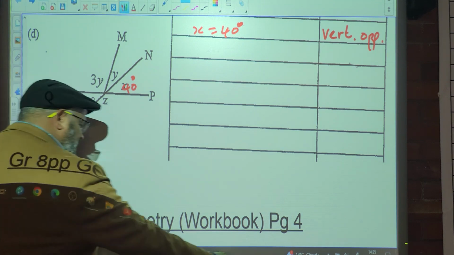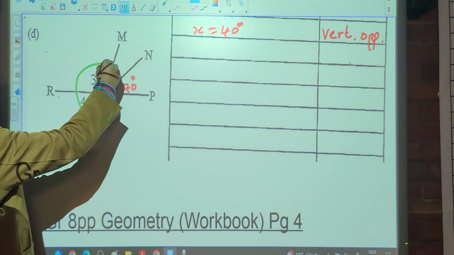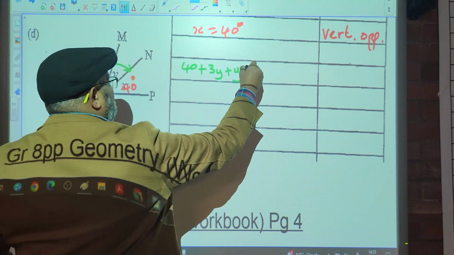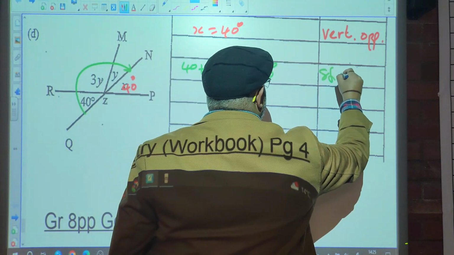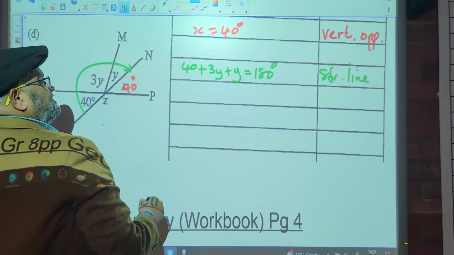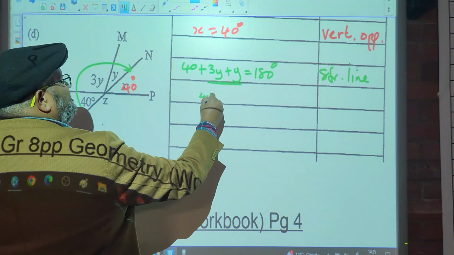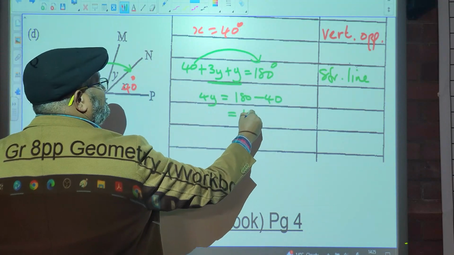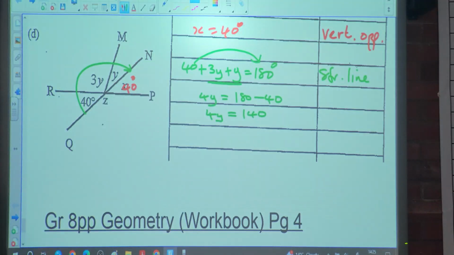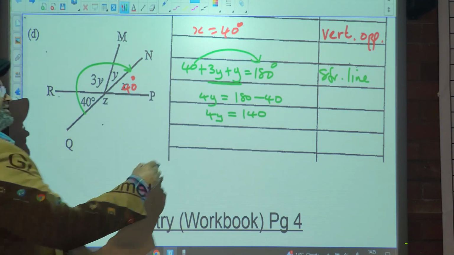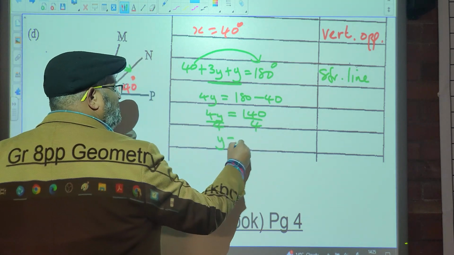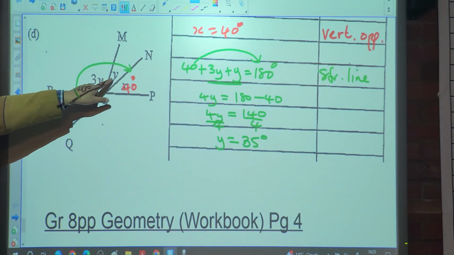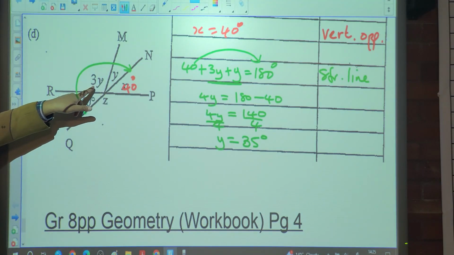How do you calculate y? Angles on a straight line. And you can see here 40 plus 3y plus y is equal to 180, straight line. So 3y plus y, 4y is equal to 180 minus 40, which is 140. To get y on its own, divide by 4 on both sides. So y is going to give you 35 degrees. And there's going to be 3 times 35, which is 105, if needed.